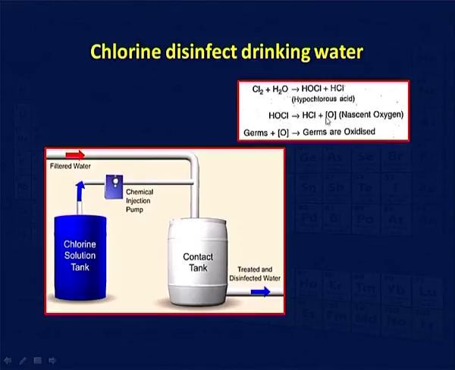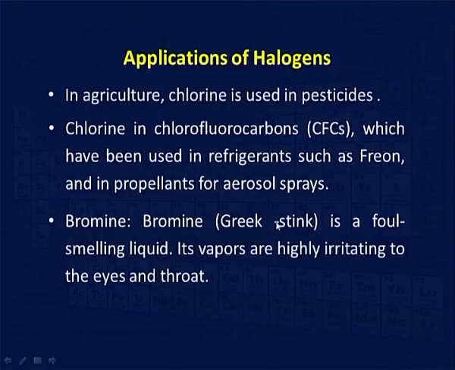So, this is the three-way action of the bleaching powder. Firstly, bleaching powder forms chlorine, and then chlorine forms hypochlorous acid and nascent oxygen, and that is the way the purification of water takes place. In agriculture, chlorine is used in pesticides. Chlorine is used in chlorofluorocarbons which have been used in refrigerants such as freon and as propellants for aerosol sprays.